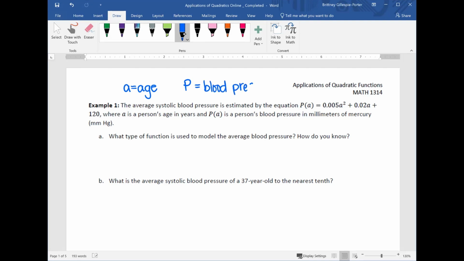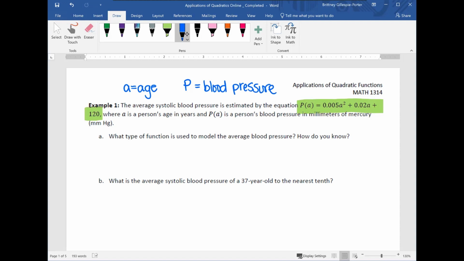And we know that we are working with the equation P of A is equal to 0.005 A squared plus 0.02 A plus 120. Okay, part A. What type of function is being used to model the average blood pressure?